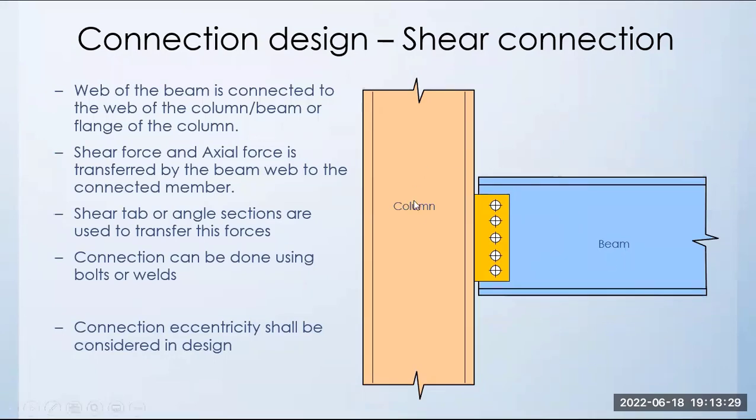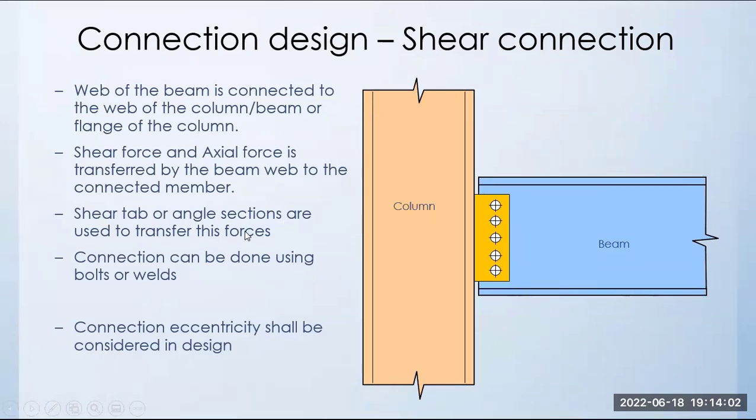In this, the web of the beam is connected to the web of the column or the flange of the column. The main force would be the shear force, and the axial force is transferred by the beam web to the connecting member. It may be a column or a beam. The shear tab or angle, which can be the yellow part, is used to transfer these forces.